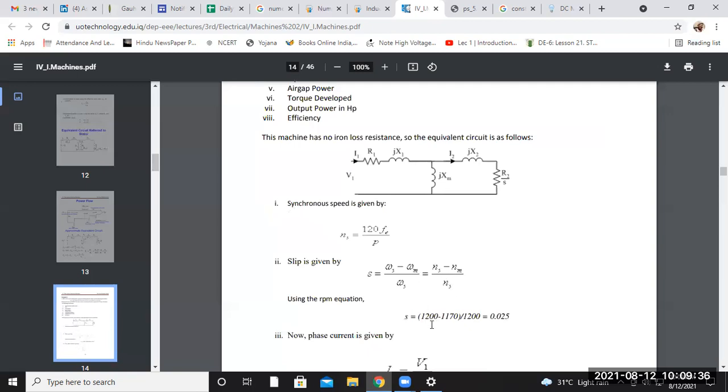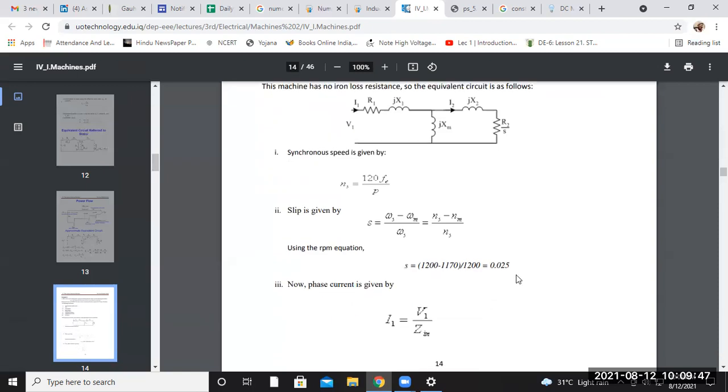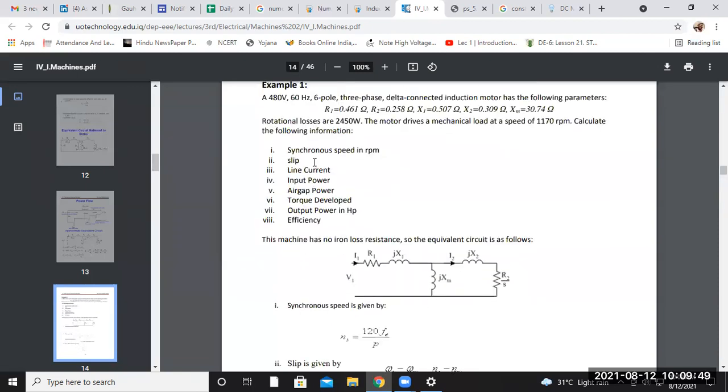From there, just put the value of ns equal to 1200, nm equal to 1170 divided by 1200. That will give you 0.025. That means when you multiply this with the 100, you will get 2.5%. That is, slip is 2.5%. So this is the second part.